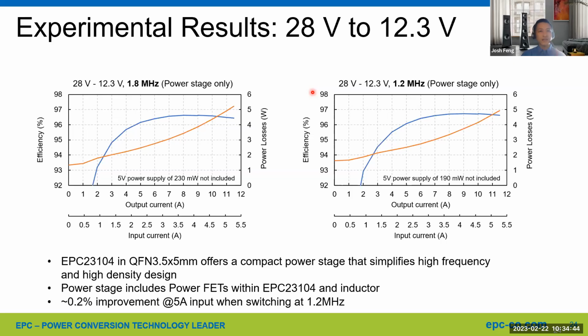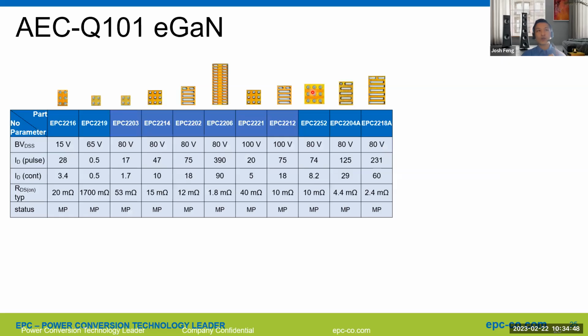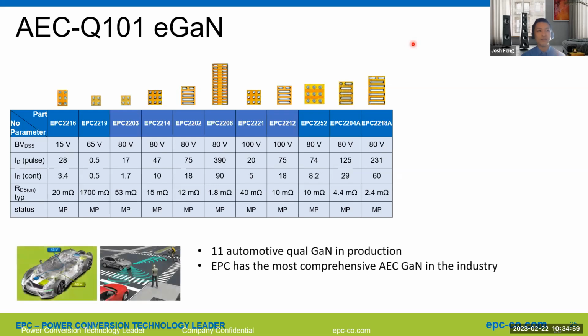Last but not least, if customers are designing for industrial or automotive-qualified PD applications, we also have a line of Q101 GaN devices available. In total, today we have released about 11 automotive-qualified GaN devices in production. We probably have the most comprehensive mid voltage AEC GaN in the industry.